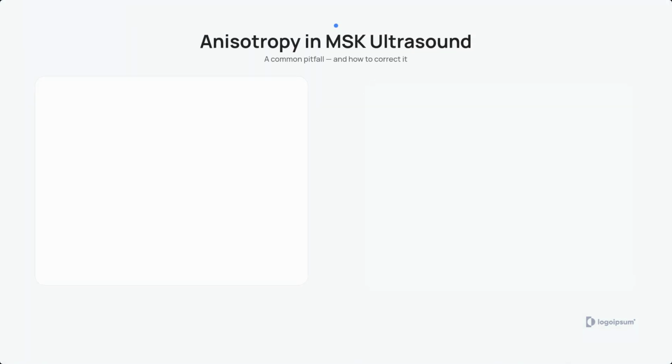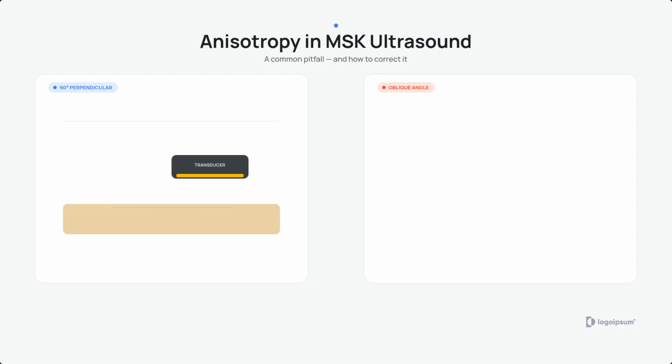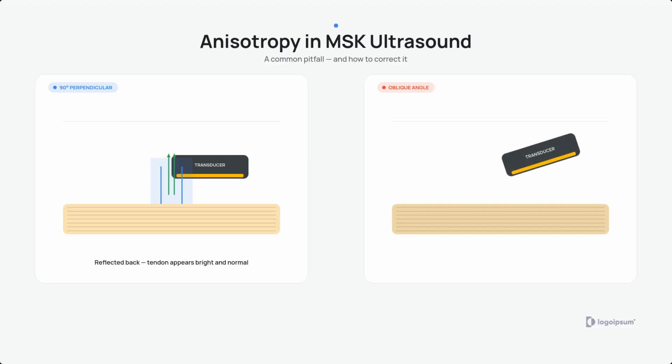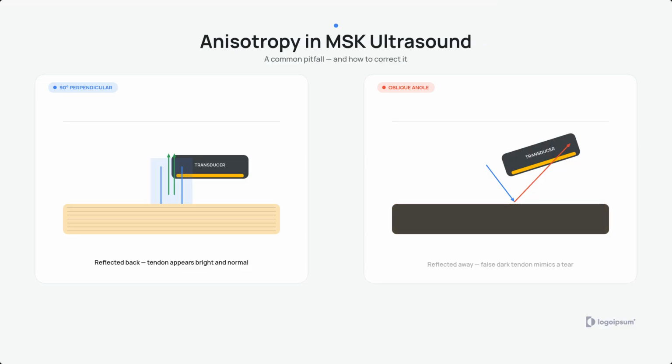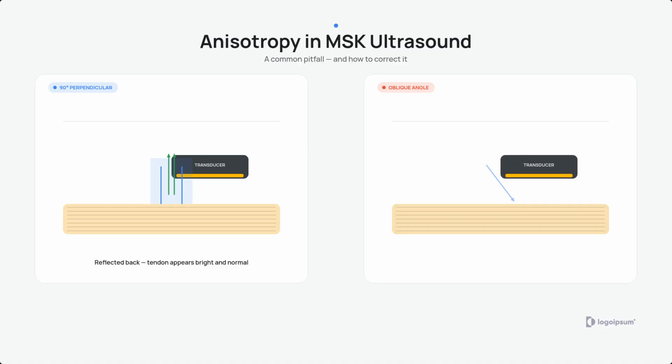One of the most common pitfalls in MSK ultrasound is anisotropy. Because tendon collagen fibers are tightly structured, sound waves reflect back to the transducer only when the sound beam strikes the tendon at a perpendicular 90-degree angle. If the beam hits at an oblique angle, reflected sound waves bounce away, making the healthy tendon appear artificially dark and mimicking a tear. Tilting the transducer restores perpendicular alignment and eliminates this artifact.